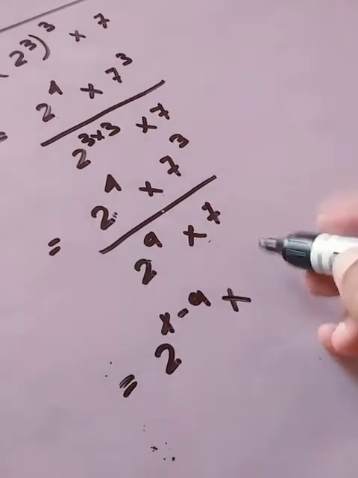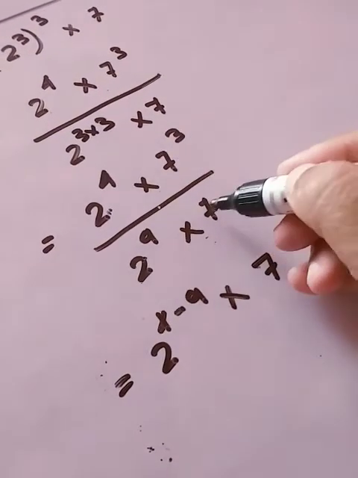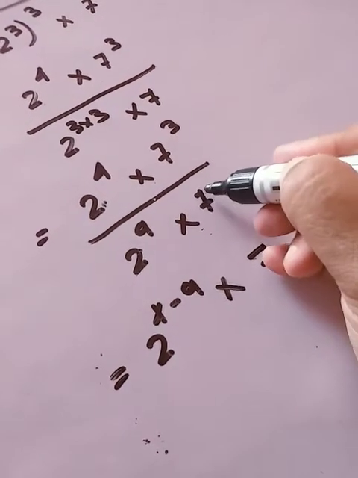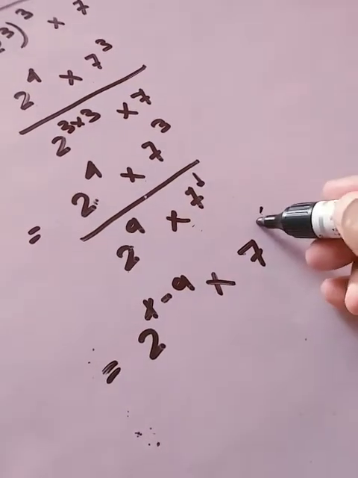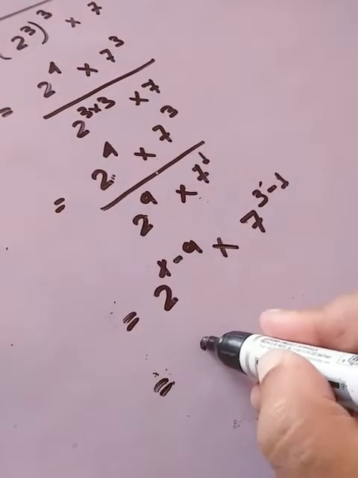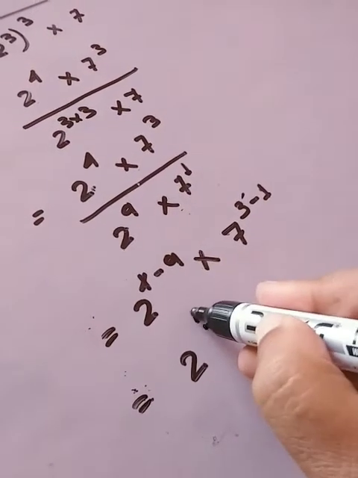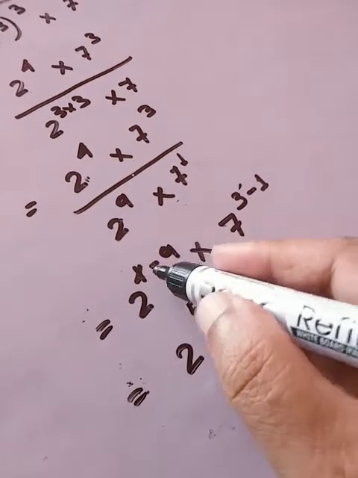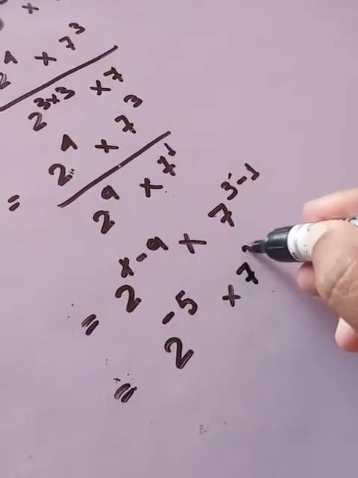Same thing we'll do with this. These two are having the same base, but they're in the division form, so we have to subtract the powers. This 7 is not carrying any power, but it is carrying 1. So 3 minus 1. Okay, so the answer of this will be 4 minus 9, that is, 9 minus 4 is 5, but this time 9 is greater, so that is carrying the minus sign, into 7 square.